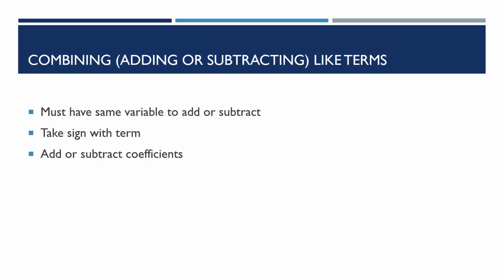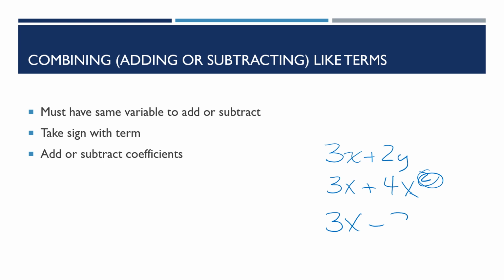So first I'm just going to talk about combining like terms, or I should say adding or subtracting like terms. In order to do that, they have to have the same variable in order to add or subtract. So you can't add something that looks like this, okay? Can't be combined. You can't combine something that looks like this because the exponent is different. And we can't combine this, 3x minus 2, because the 2 doesn't have a variable, it's a constant.